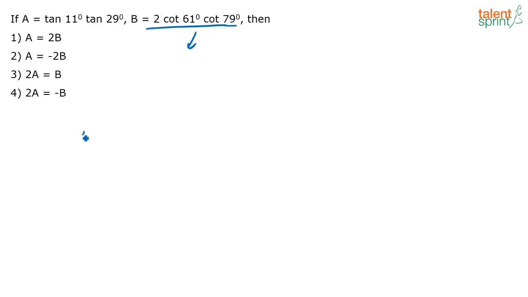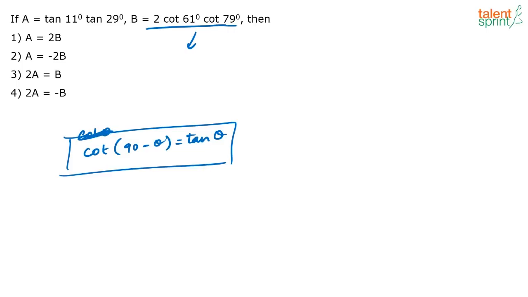Very easy. See, you know cot of 90 minus theta is equal to tan theta. You know this property, right? So just you have to use this here. So here what can I say? This is nothing but B is equal to 2 into cot of 90 minus 29, correct?